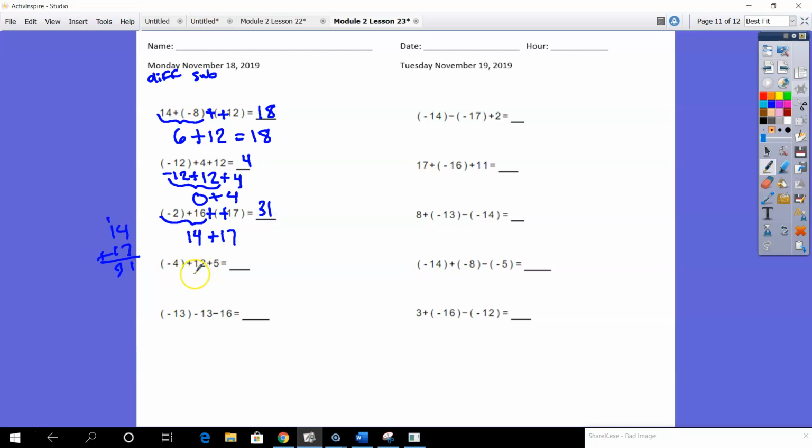The next one is all addition as well, so I can change the order if I would like, or I can just keep it in the same order. Okay, so I'm just going to do this first. They're different signs, so I'm subtracting. So 12 minus 4 gives me 8, and then bring down the rest. 8 plus 5 gives me 13.